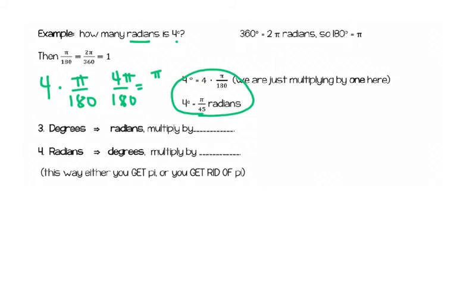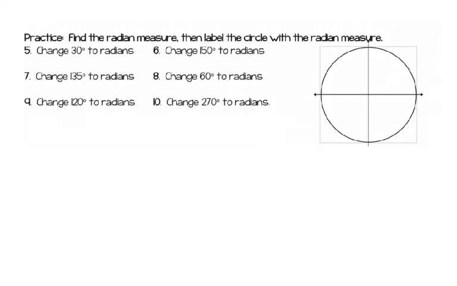So anyway, to summarize, if you're changing degrees to radians, you're going to multiply by pi over 180. If you're going from radians to degrees, you're going to go 180 over pi. Basically, you want to either get pi, which if you're trying to turn it into radians, you need to get pi, or get rid of pi, because if you're talking about degrees, you don't want pi to be part of your answer. So that's kind of how I remember that.